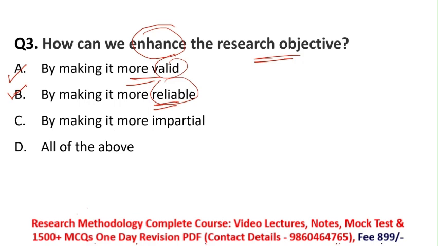And option C is by making it more impartial. Impartial means unbiased, without any biasness. It should be free from all biases. So option C is also correct. Options A, B, C are all correct according to research objective. So the correct option is option D, all of the above. Next.